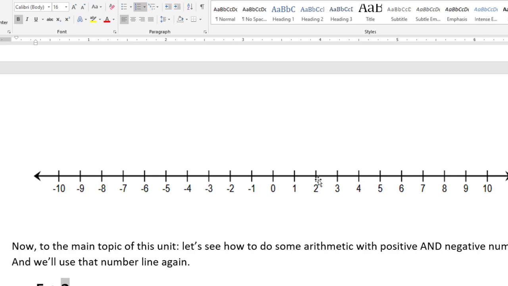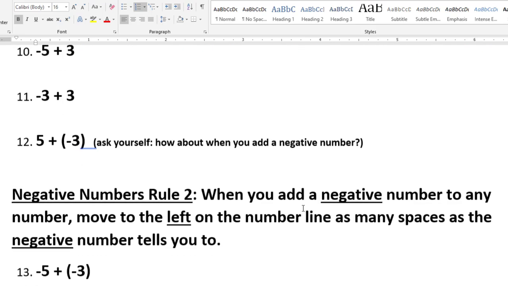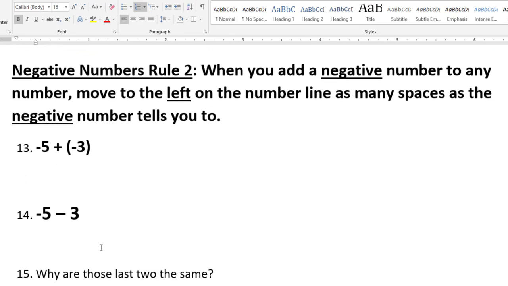Now, some of you are thinking, wait a minute, Sean, wait a minute. That's the same as 5 minus 3. We'll come back to that, promise. It is the same as 5 minus 3. You're correct. We'll come back to that in a second. Now, a couple more examples.